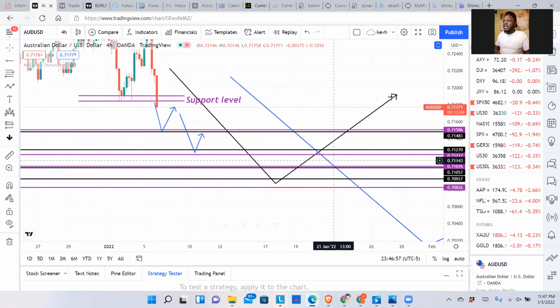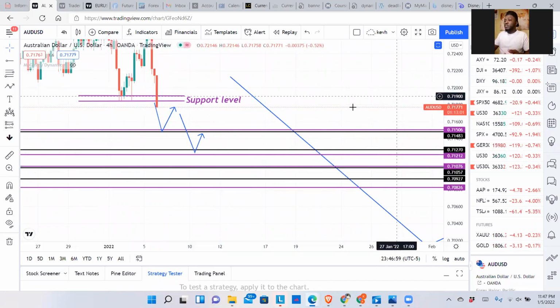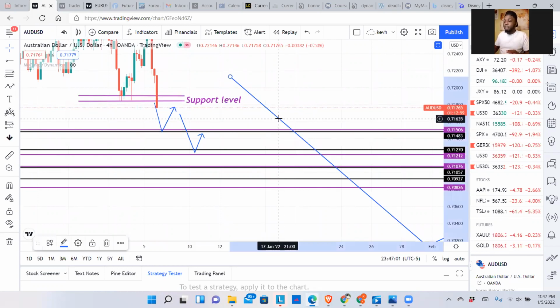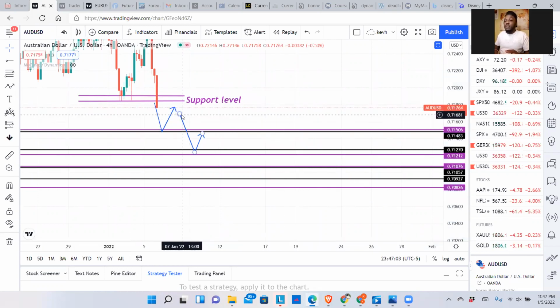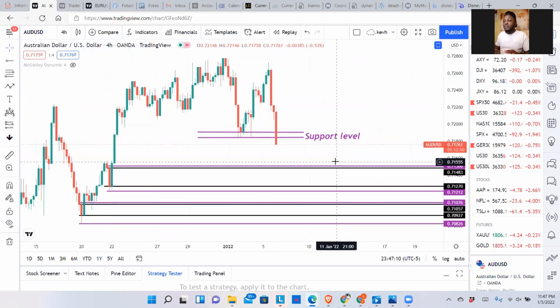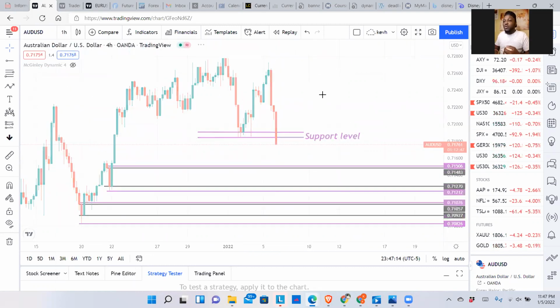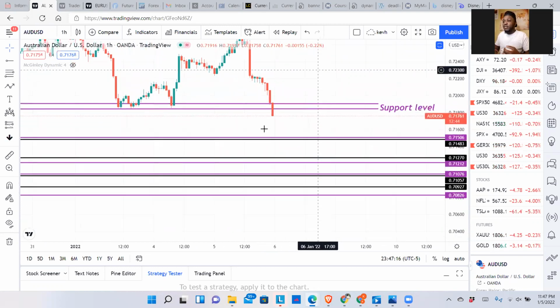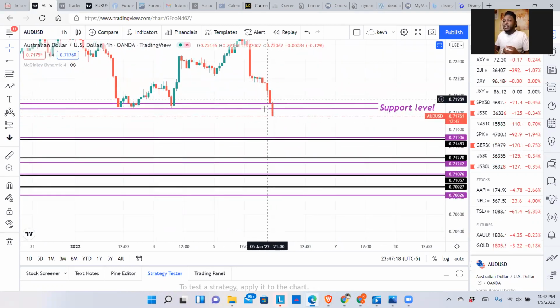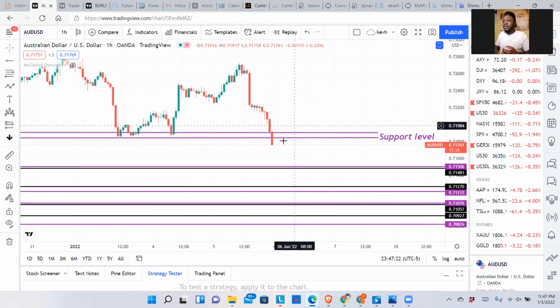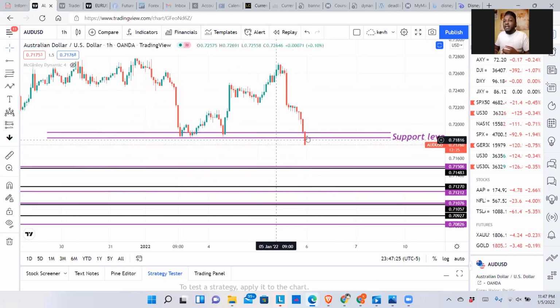So now, even as I move on, okay, just trying to eliminate this. We already kind of know what we are looking for at this point, right? So when I go down to the 1 hour, okay, a beautiful break of this structure right here. Beautiful break. I love it. It's a beautiful break right here, right?